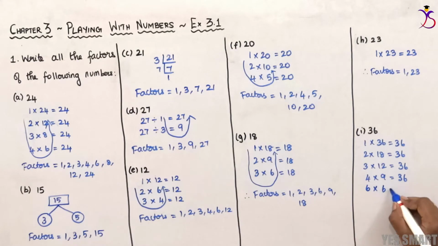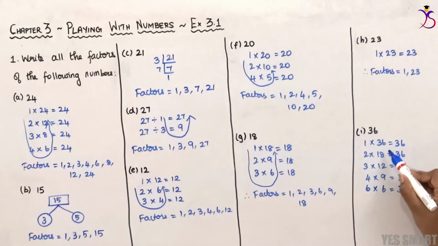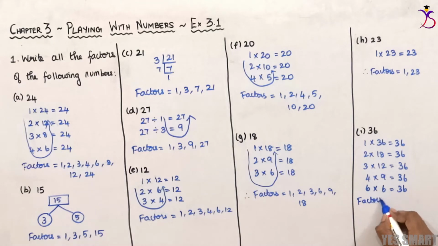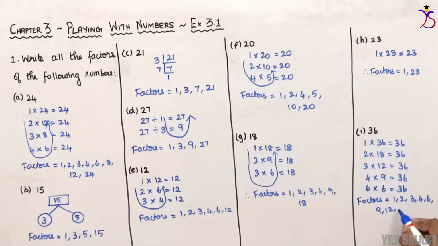After 5, we have 6. 6 6s are 36. So the 6 is repeated here. Hence, we can stop it. Then we can write the factors in this fashion. Therefore, factors equal to 1, 2, 3, 4, 6. We can leave the 6 to avoid repetition. 9, 12, 18 and 36. Therefore, these are the factors of 36.